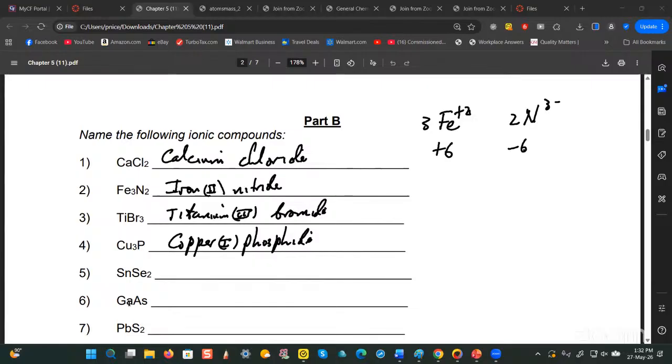Okay, so if I just cross it out. Yeah, cross it out. Because according to IUPAC, you only use Roman numerals if the element can display more than one charge as an ion.